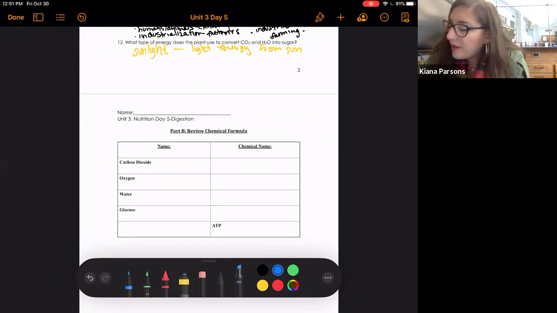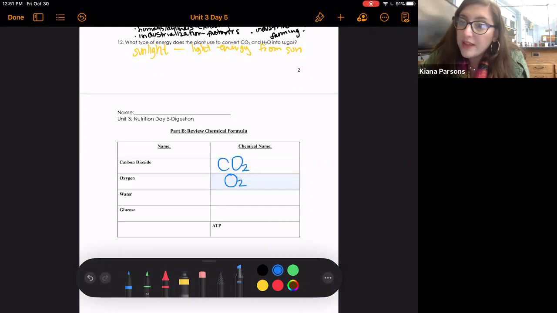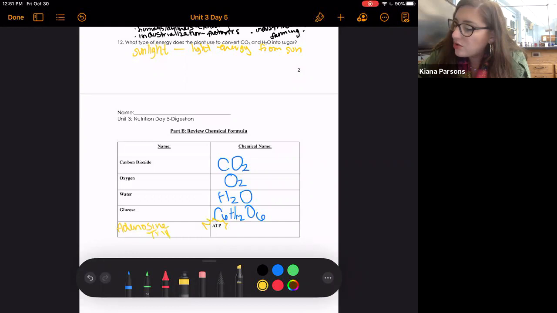So the chemical name for carbon dioxide, the way you would abbreviate it is CO2. So whenever you see CO2, that's carbon dioxide. Oxygen is abbreviated O2 because that means oxygen gas. If you ever read about like dissolved oxygen, it's O2. Water is H2O, 2 hydrogens, and 1 oxygen. Glucose is C6H12O6. And this one down here, ATP, that we know is energy, that is adenosine triphosphate. And that is actually a nucleic acid, fun fact.